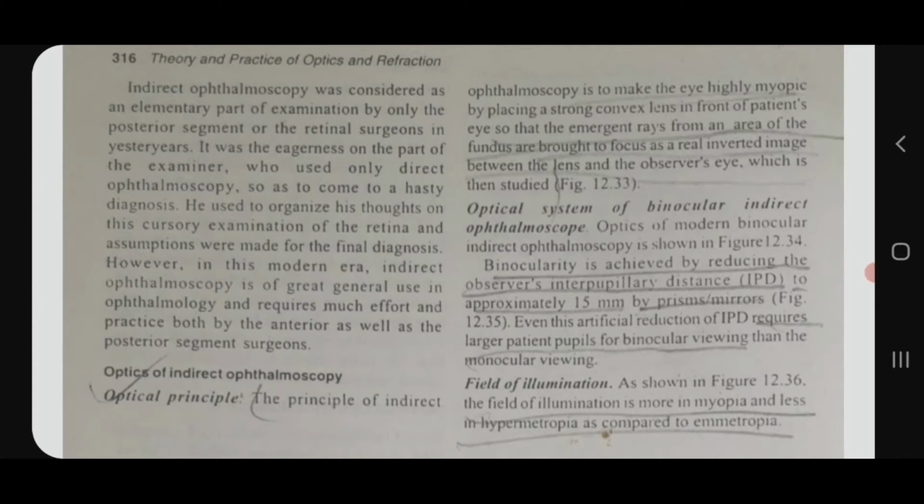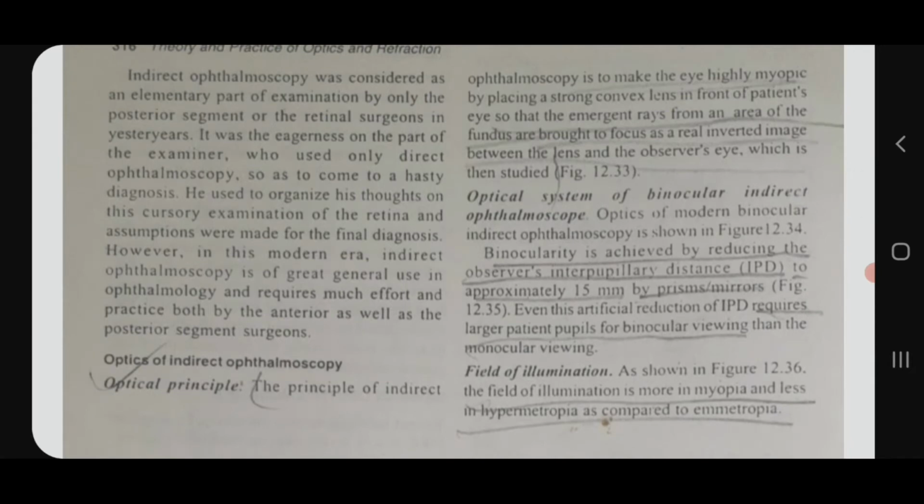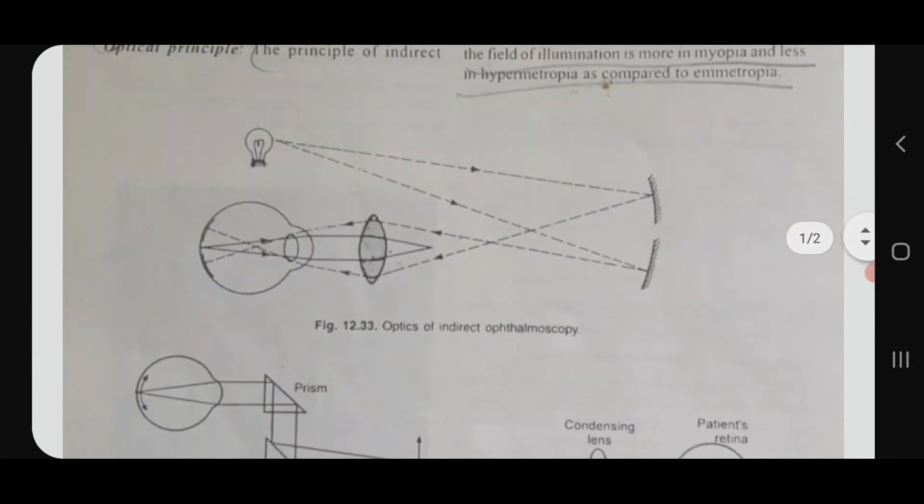The principle of indirect ophthalmoscopy is to make the eye highly myopic by placing a strong convex lens in front of the patient's eye, so that the emergent rays from an area of fundus are brought to focus as a real inverted image between the lens and the observer's eye, and then we study the image.